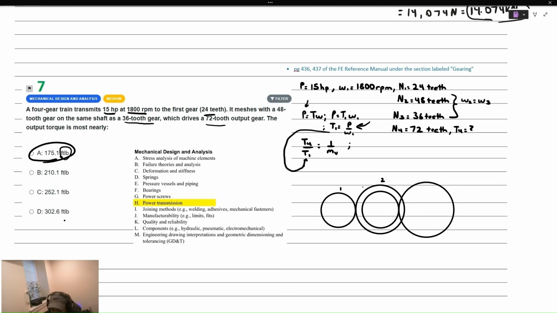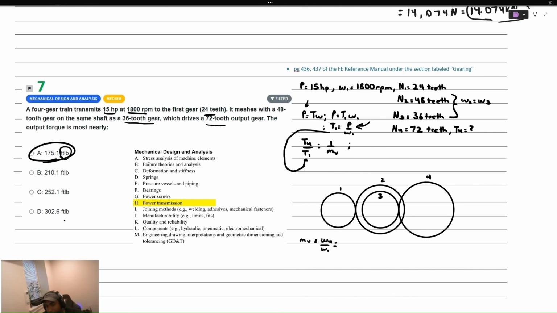Gear 1 meshes with gear 2, and gear 2 and 3 share the same shaft. And finally, we mesh with a fourth gear, and that's the output. We're looking for the ratio of the output to the input angular speed, and we'll take that reciprocal to find the ratio between the output torque to the input torque. So firstly, the output angular speed, omega 4, to the input angular speed, omega 1.